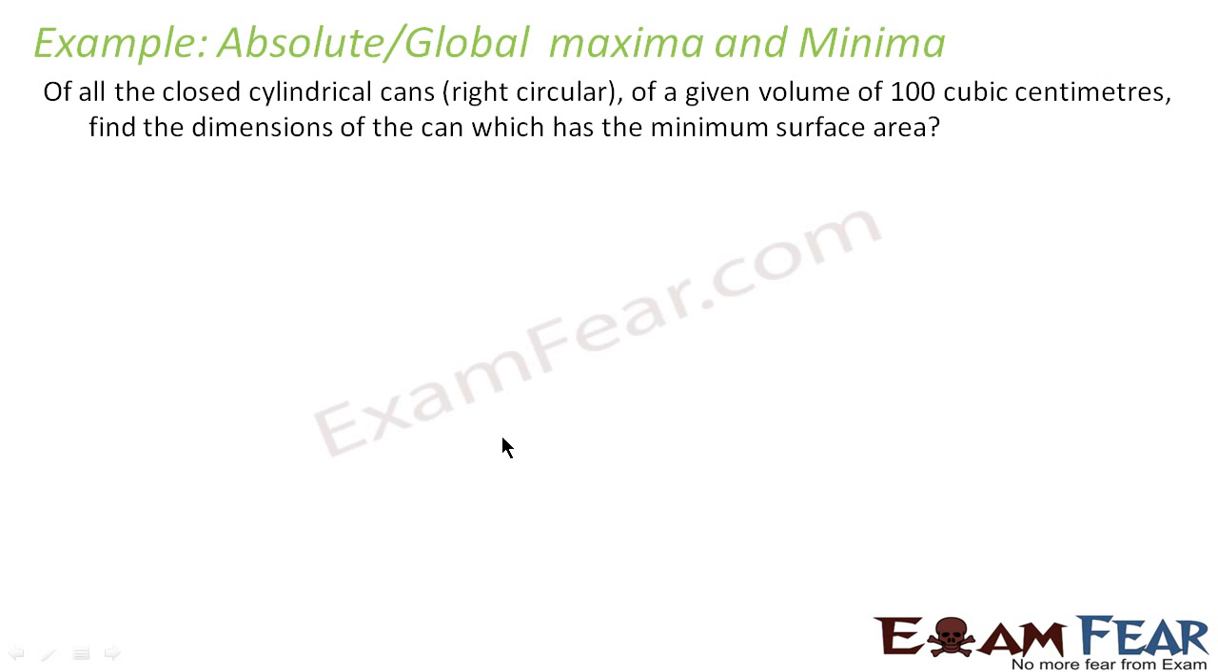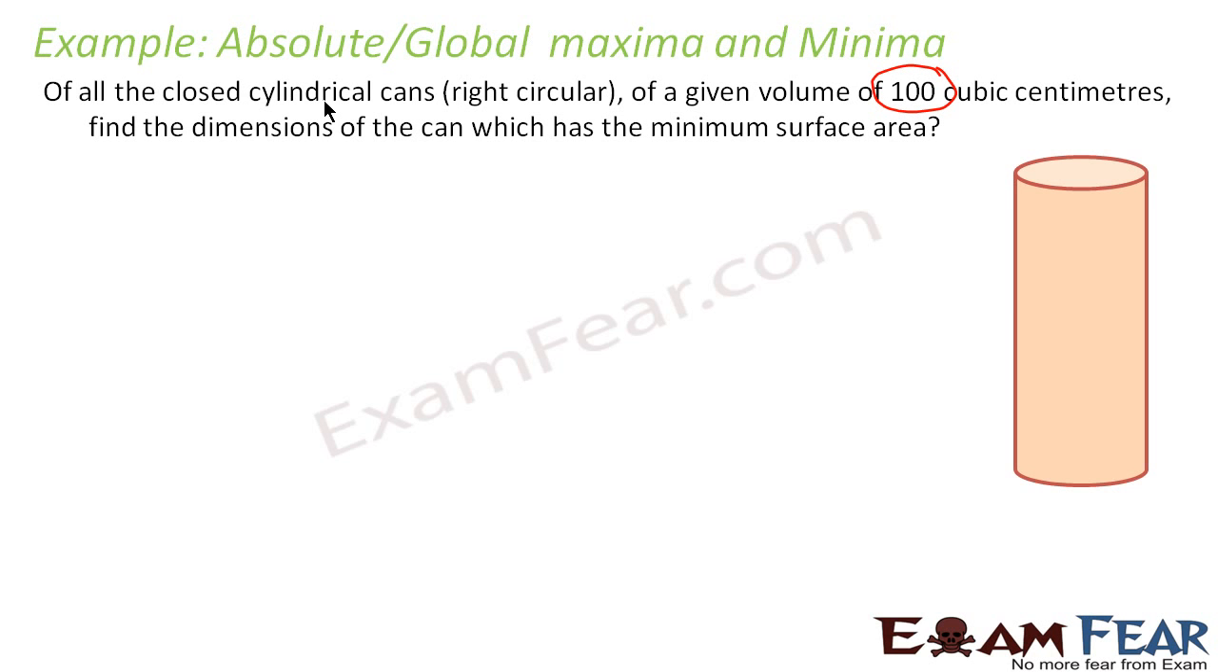It says, of all the cylindrical cans of a given volume, we have to find the dimensions which have the minimum surface area. So this is one cylindrical can. I can have multiple cylindrical cans like this. If you see, one with more height, less width, the other with more width, less height. All these cylindrical cans have the same volume.